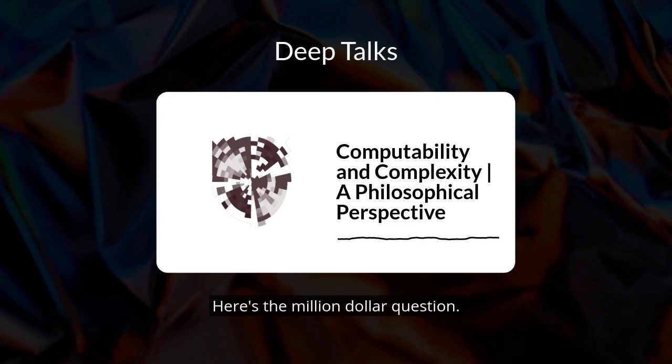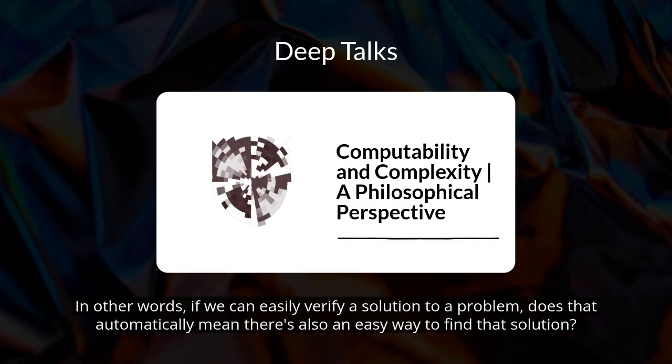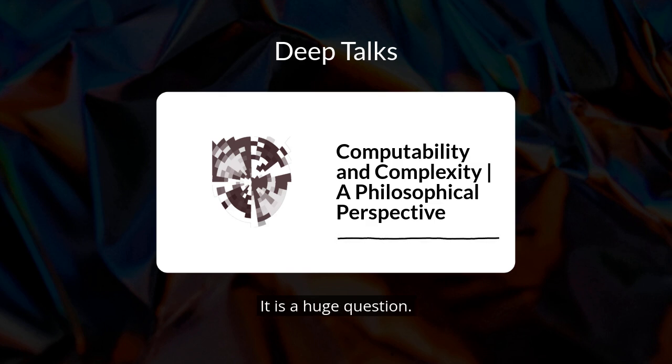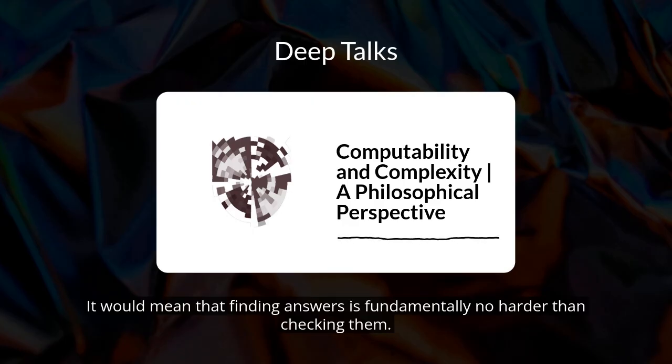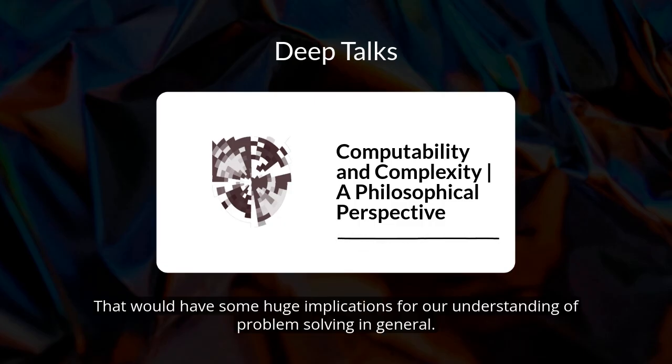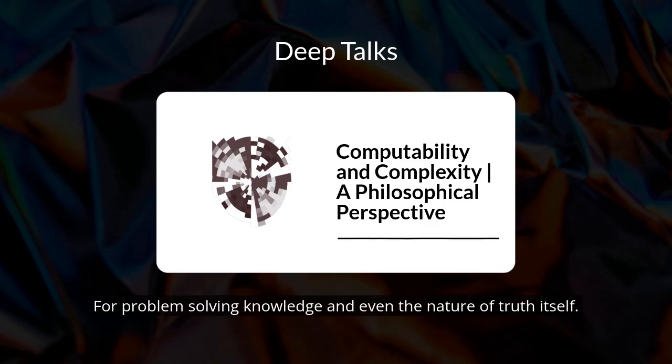And here's the million-dollar question. Okay, hit me with it. Does P equal NP? In other words, if we can easily verify a solution to a problem, does that automatically mean there's also an easy way to find that solution? That's a big question. It is a huge question. And if P does equal NP, it would mean that finding answers is fundamentally no harder than checking them. Wow, that would have some huge implications for our understanding of problem solving in general. Absolutely, for problem solving, knowledge, and even the nature of truth itself.